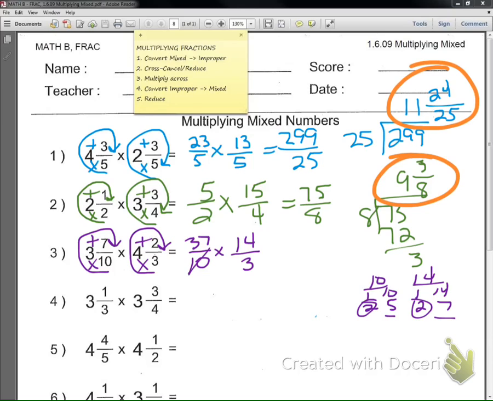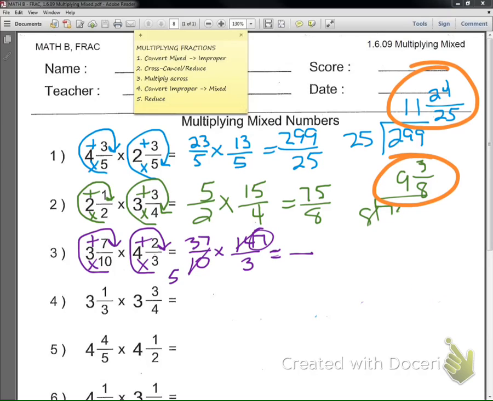So the 10 you cross out and write a 5. The 14 you can cross out and make it a 7. That'll make it a little bit easier when you're multiplying across, a little bit smaller numbers. And we still have to take 37 times 7. That's still a pretty good multiplication problem there. 37 times 7, let me find a place to do that. Erase some work here. Please do your work on a separate sheet of paper. There is not enough room on this page to do it all on this.